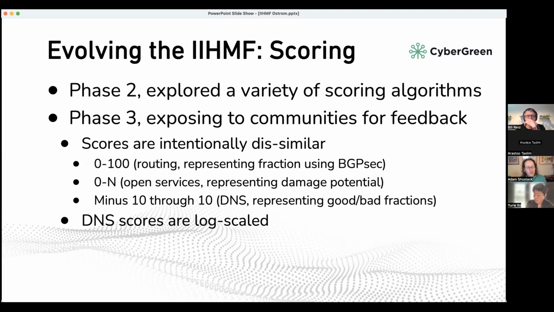Another thing about the phase 2 scores is they are intentionally dissimilar for the goal of getting people to give us feedback. So, for example, the routing scoring, we mark as 1 to 100. The open services is 0 through n, where n can be pretty large, up into the hundreds of thousands. And this represents damage potential, but it also represents a different sort of scoring. And then DNS, as I mentioned, we have both positive and negative that we're rolling into the same thing. DNS scores are also log scaled. Is that a good thing? Is it a bad thing?